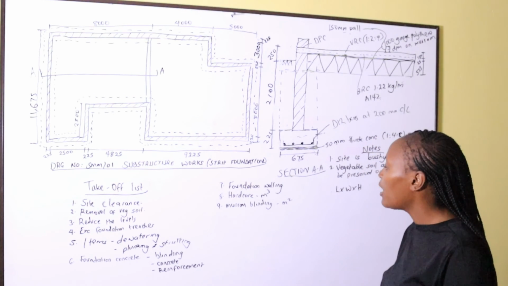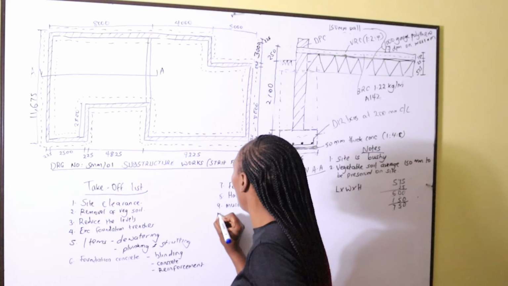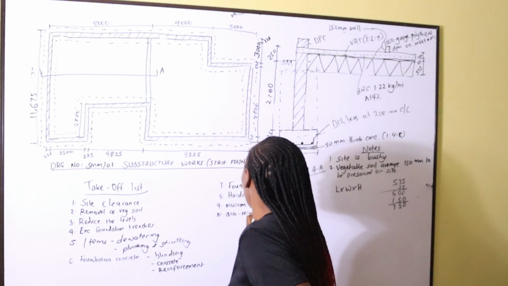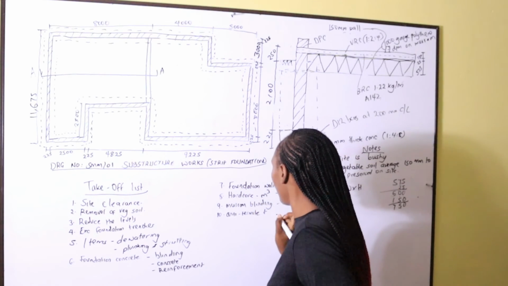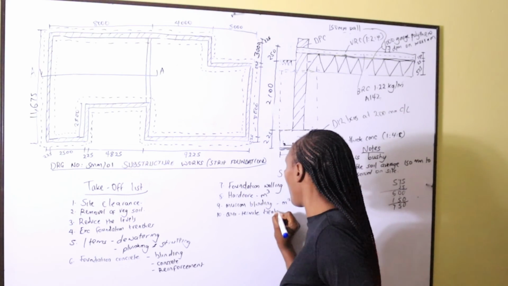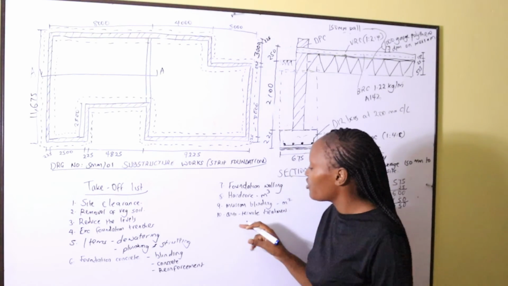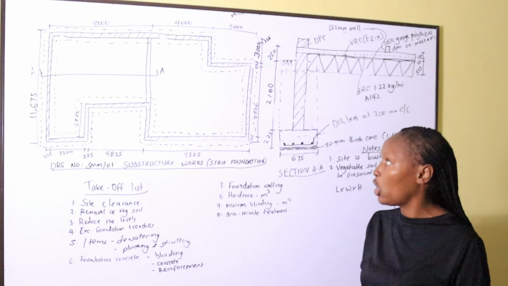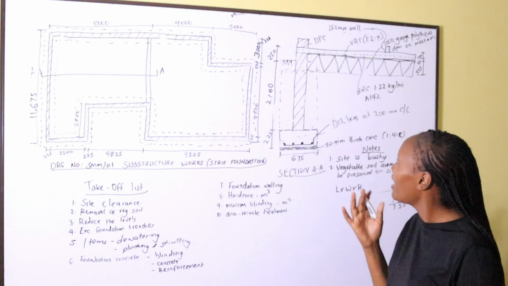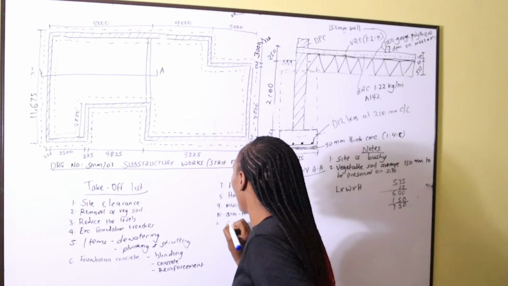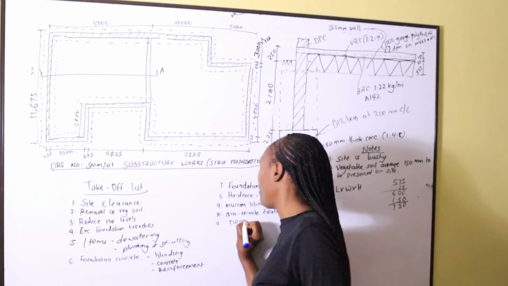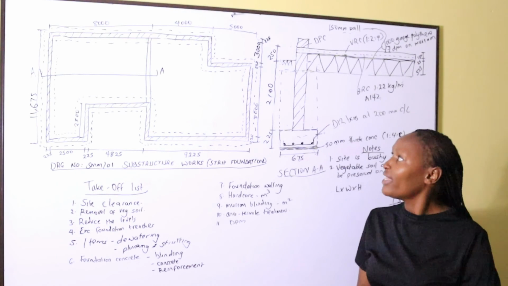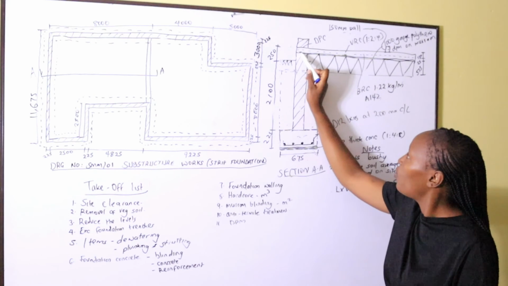Then, after that, we shall go to the next item, which is the anti-termite treatment. How do we measure the anti-termite treatment? The anti-termite treatment is always measured on the same area that maram blinding occupies. Then after the anti-termite treatment, we shall go to the DPM, damp proof membrane. The DPM is usually laid even on top of the walls. The DPM goes even where the wall is.